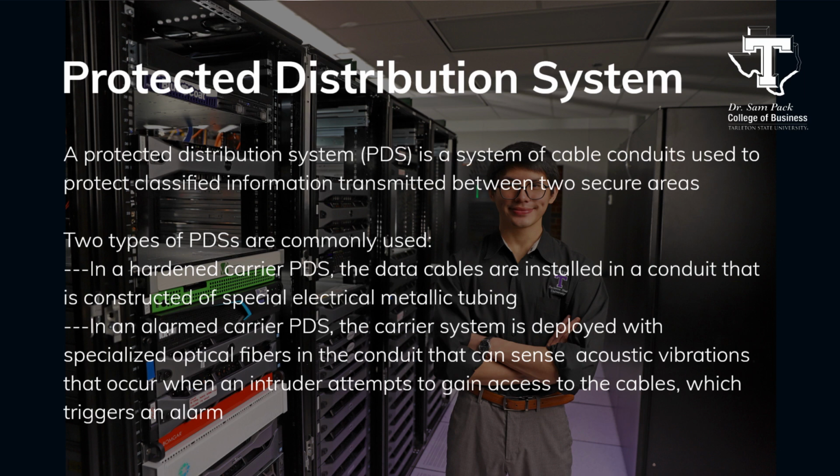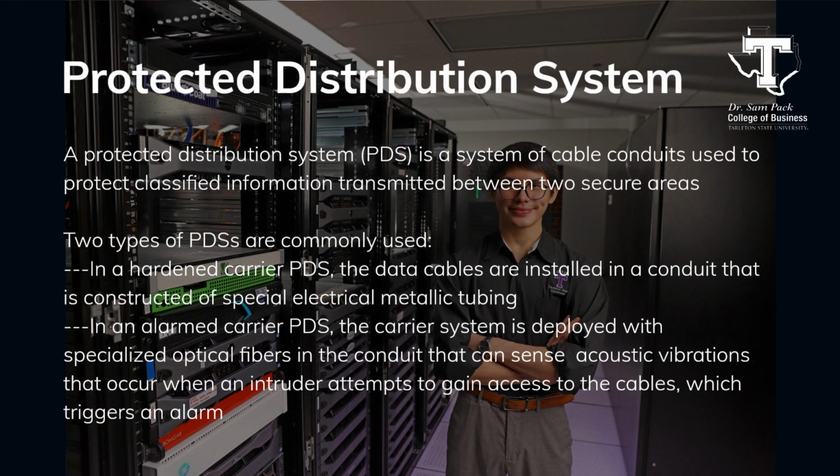A protected distribution system, PDS, plays a crucial role in safeguarding the transmission of classified information between secure areas. This system ensures that sensitive data remains confidential and is protected from interception or tampering during its transit through potentially vulnerable pathways. There are two primary types of PDSs that are commonly used to achieve this level of security.